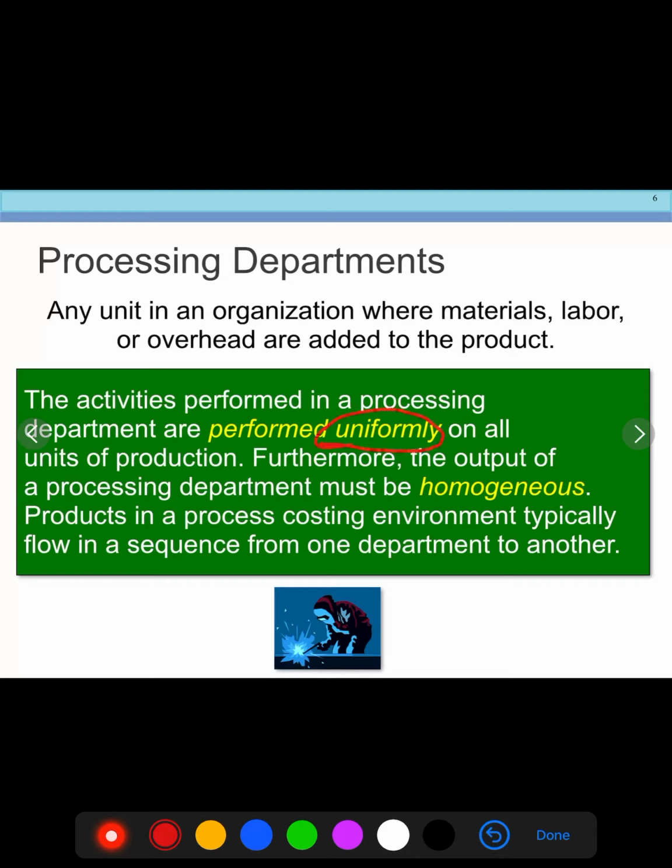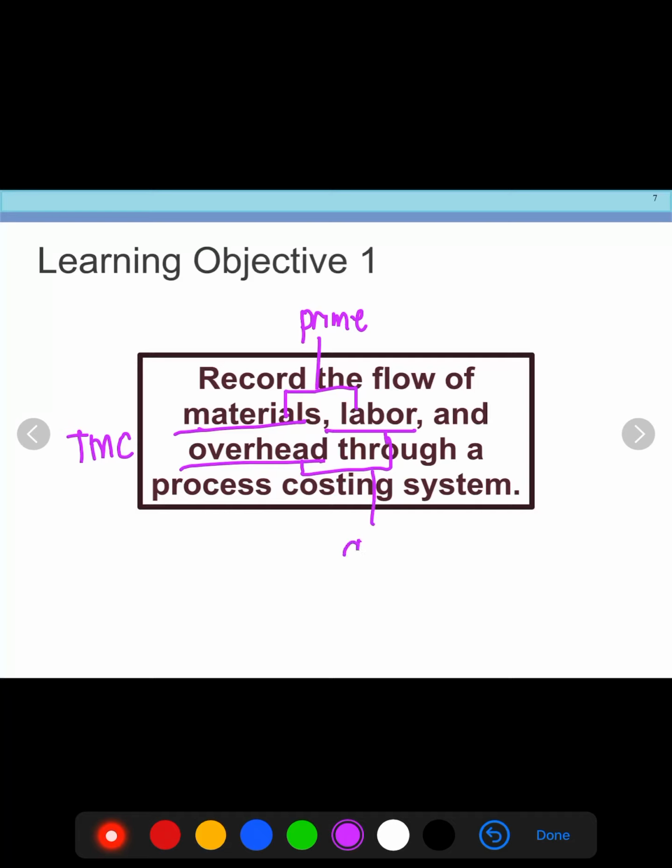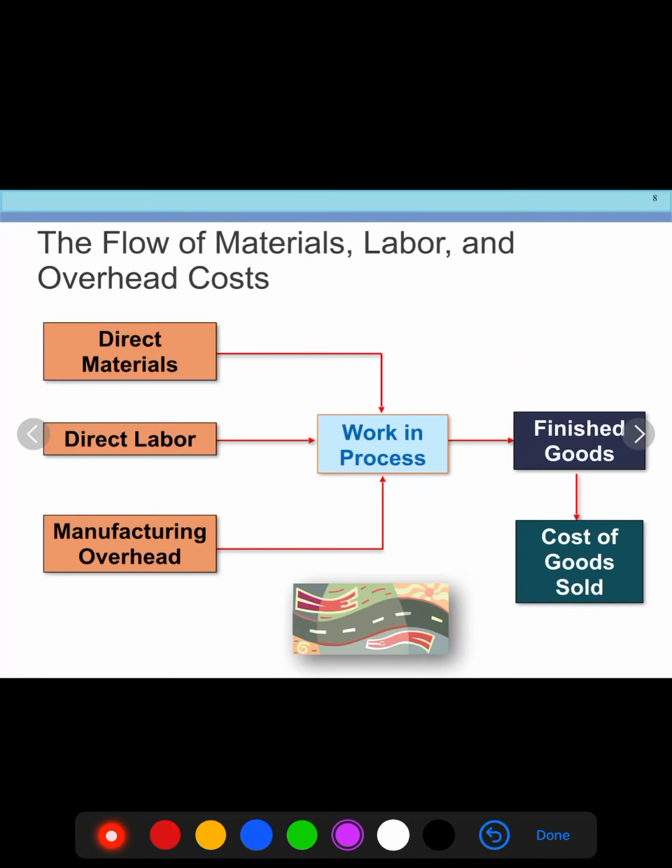Learning objective number 1: record the flow of materials, labor, and overhead through a process costing system. So again, materials, labor, and overhead are the total manufacturing cost. Materials and labor are the prime cost. Labor and overhead are the conversion cost. Later on, the idea of conversion cost is very important in the process costing system.